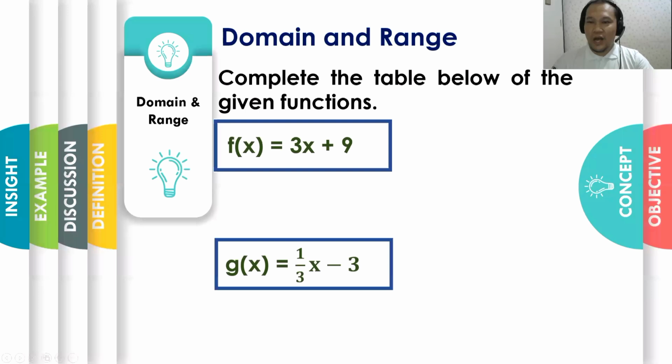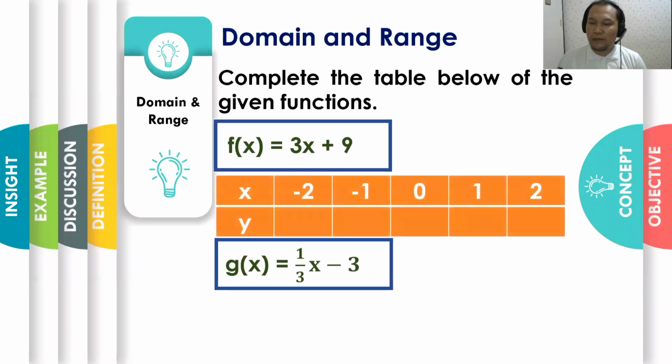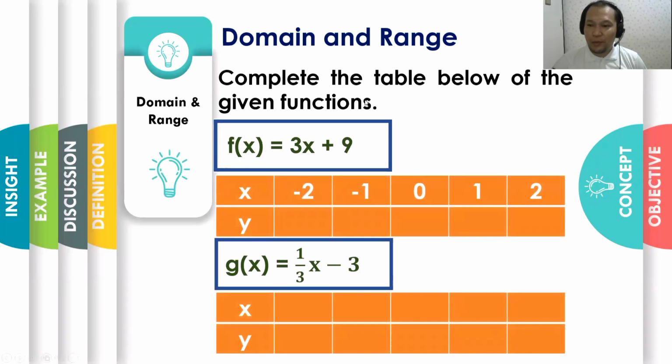Okay, now we found out that our f of x is equal to 3x plus 9 and g of x is equal to 1/3 x minus 3 are inverse of each other. Now, what is the relationship between the domain and the range of inverse functions? I have here a table of values, and I assigned x as -2, -1, 0, 1, and 2.